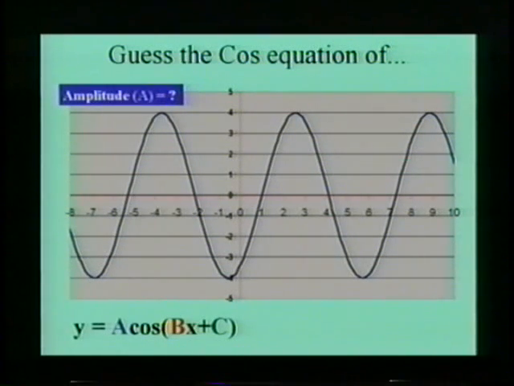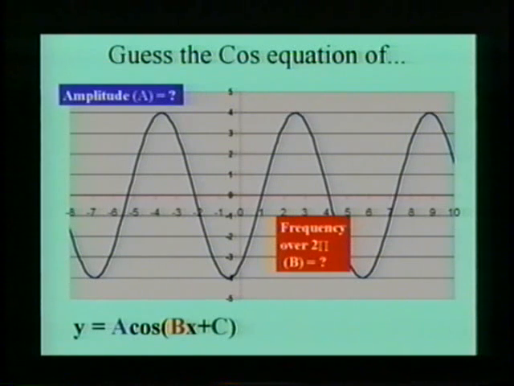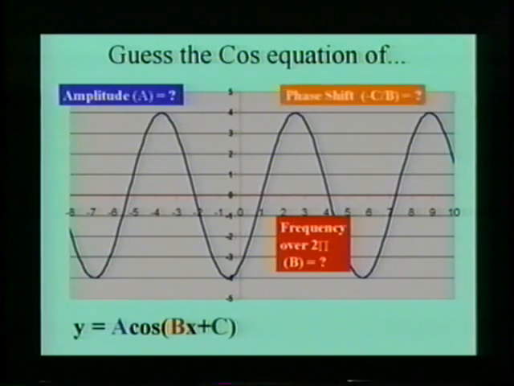Let's see. The amplitude is 4, again in this case. The frequency over 2 pi starts up here. Over 2 pi, I'm going to go from, well, let's see. It's the cosine. I'm going to start here. That's where it's starting. The phase shift, it normally starts at 0. I'm going to start at about, it looks like about 2.5. Okay? So the phase shift is going to be negative 2.5.